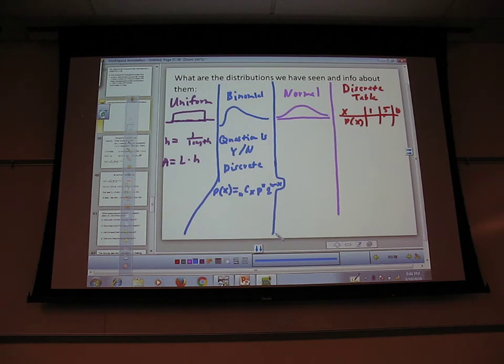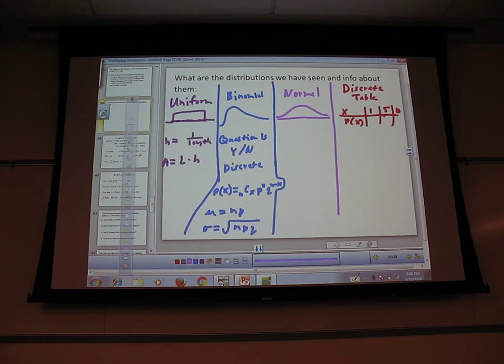How about how to find the mean and standard deviation? What's my mean? NP, and my standard deviation is the square root of NPQ. Don't forget the square root. Good? All right. Now, what else do we have?